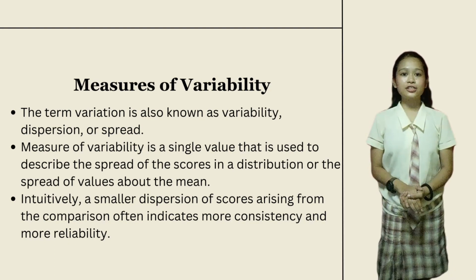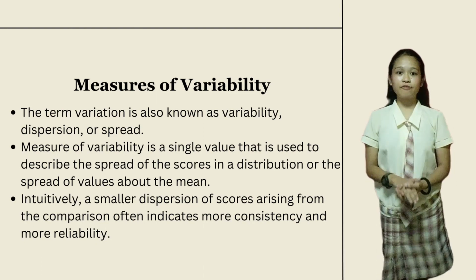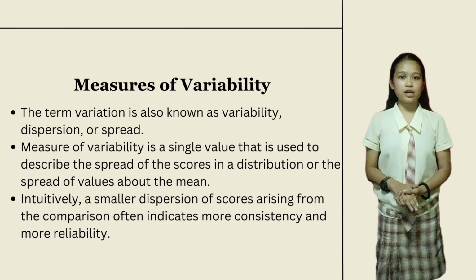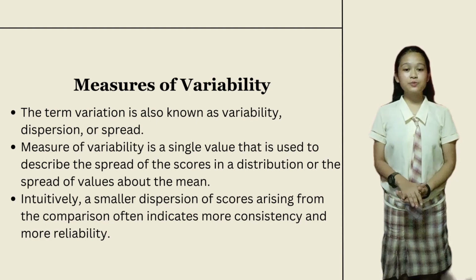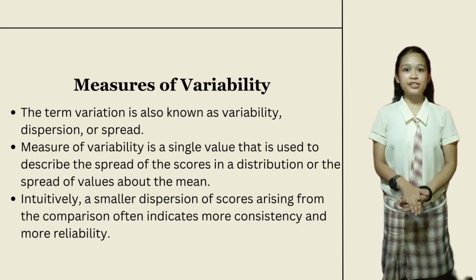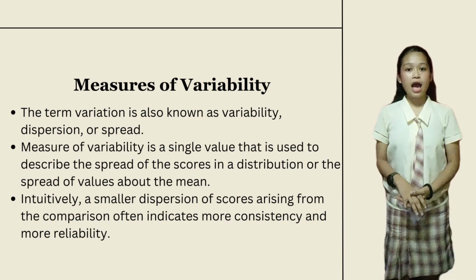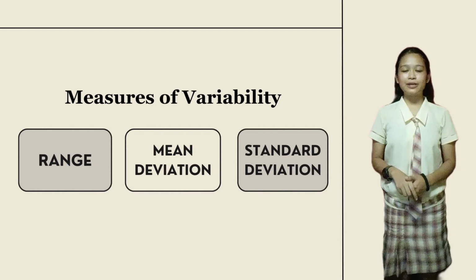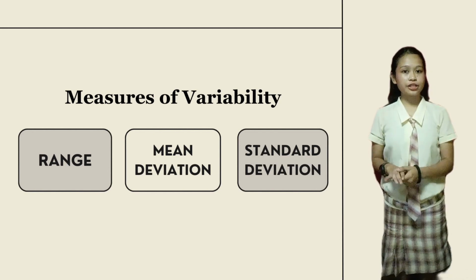So unlike the central tendency that indicates where scores congregate, measures of variability simply tell us how spread out a group of scores are or how varied the scores are. Intuitively, a smaller dispersion of scores arising from the comparison often indicates more consistency and more reliability. So here are the most common measures of variability. We have the range, the mean deviation, and the standard deviation.